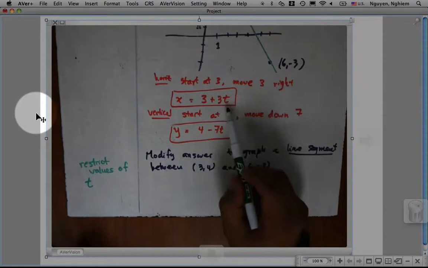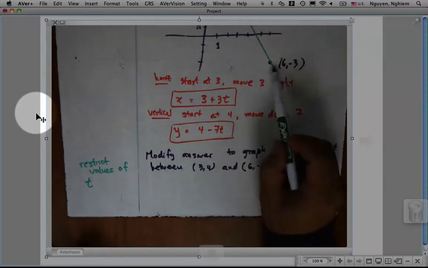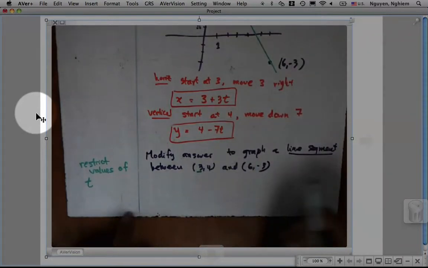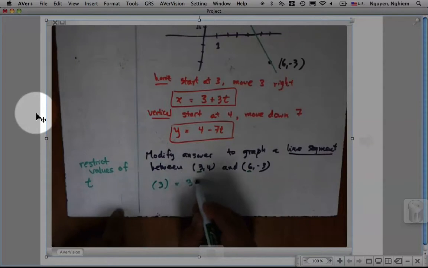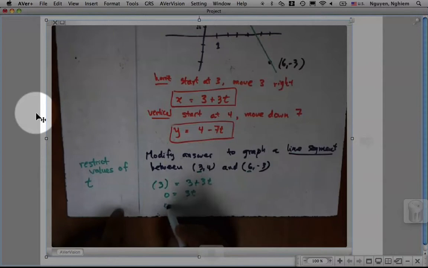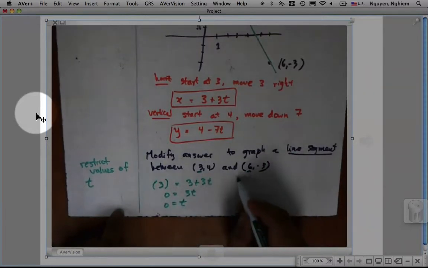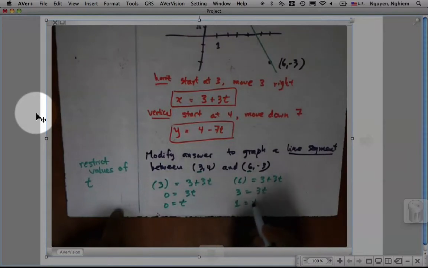So we just need to figure out what's the smallest value of t that we can use here, and what's the biggest value of t that we can use here. Well, we know that x at its smallest is at 3, and at its biggest is at 6. So we can try this. If I put in 3 for x, and I solve for t, I'm going to get 0 is equal to 3t, so 0 equals t. And then for 6, I'm going to get 3 plus 3t, 3 equals 3t, so 1 equals t.